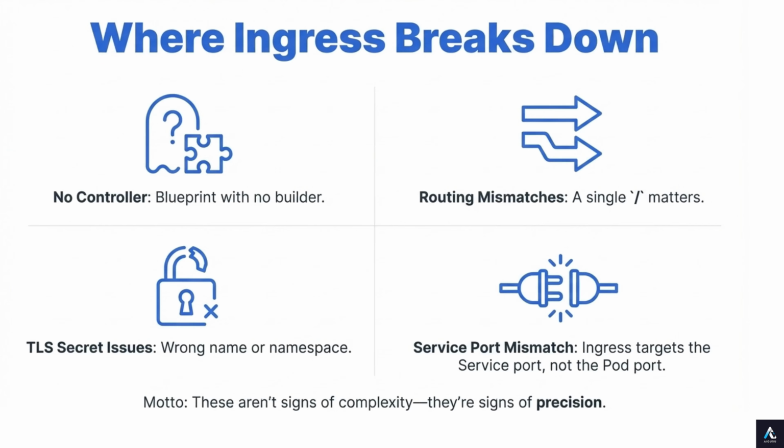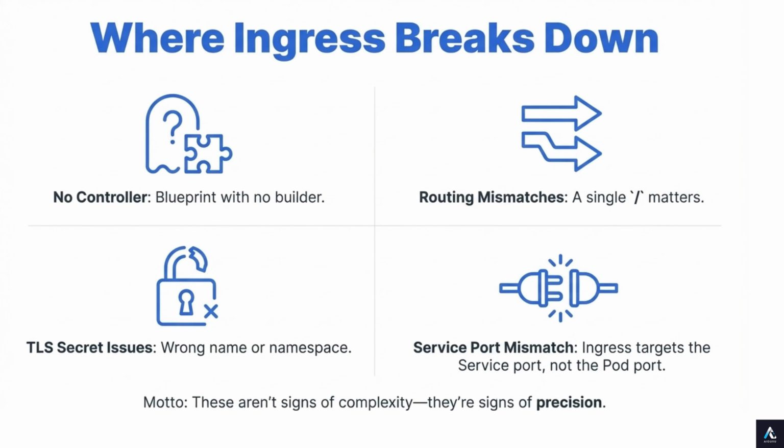Routing mismatches are another frequent trap. A single missing slash can completely change how a path is matched, and an incorrect path type can stop a rule from ever triggering. TLS issues come up just as often. A secret name that doesn't quite match, or a certificate that lives in the wrong namespace. And then there is the final, easily overlooked detail, the service port. Ingress always forwards traffic to the service port, not directly to the pod port.